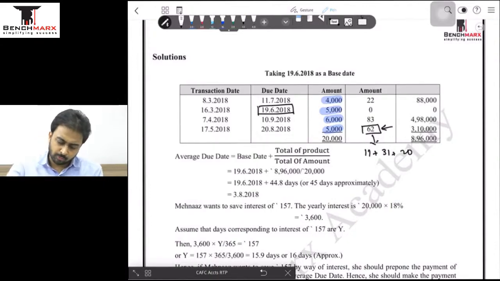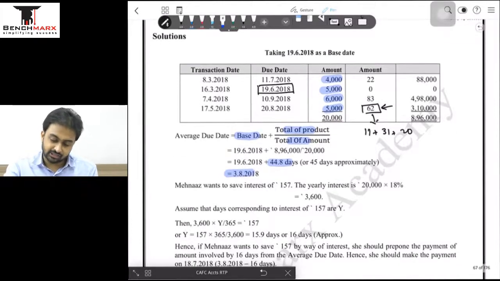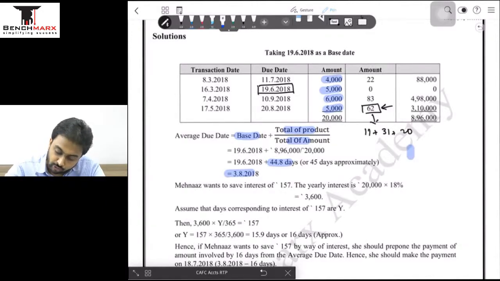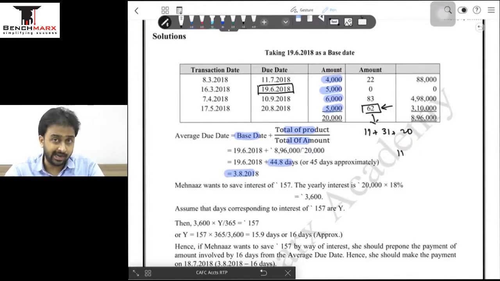And then we have the normal process, that is the base date plus the total of products upon total of the amount, and it comes to 44.8, that is 45 days. And how do you arrive at this date? 45 days is away from the base date. Your base date was 19th of June. So first I will travel for 11 days. Okay, let me use a proper pen. 11 days to travel towards the end of June.